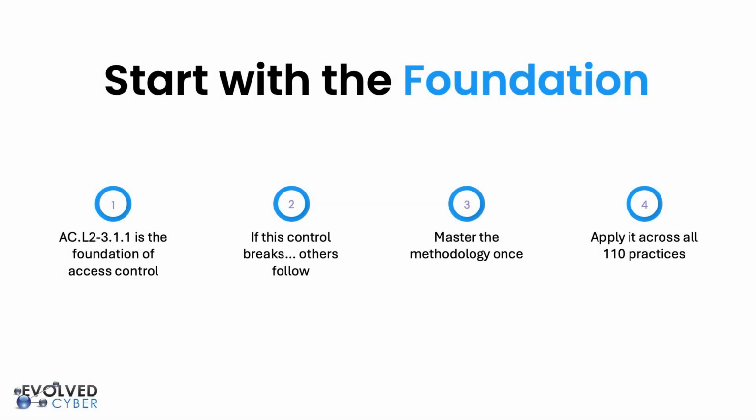AC.L2-3.1.1 is one of the most foundational controls in the entire model. If this control is weak, many others will be as well. The goal of CMMC Control Mastery, as part of the CMMC Assessment Success System, is to help you master the methodology once and apply it across your entire environment. If you are serious about passing your CMMC assessment, this is where you start.